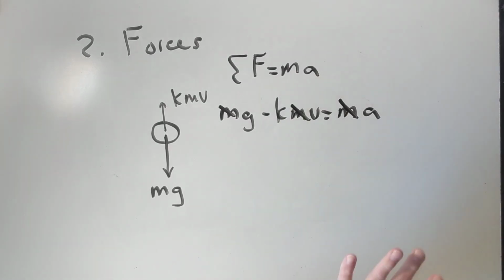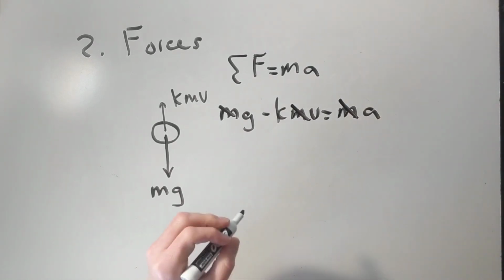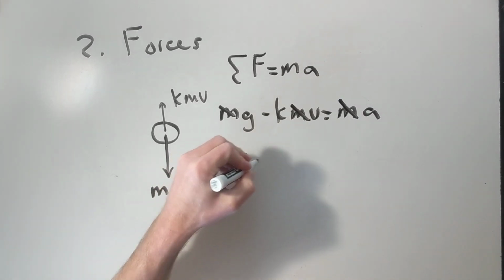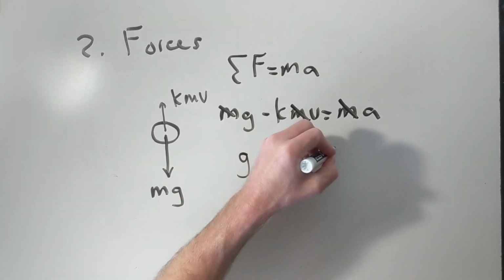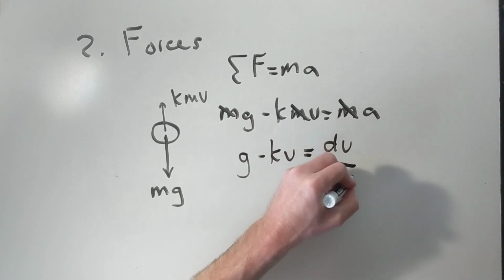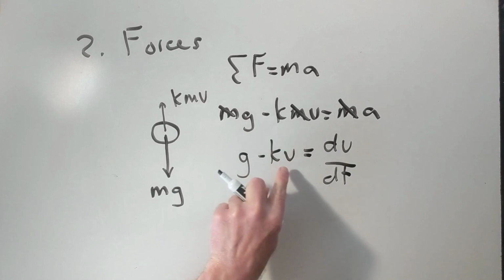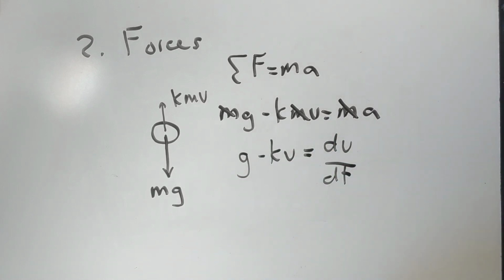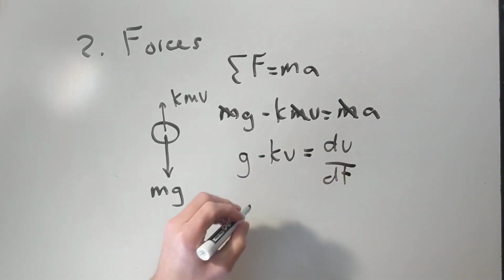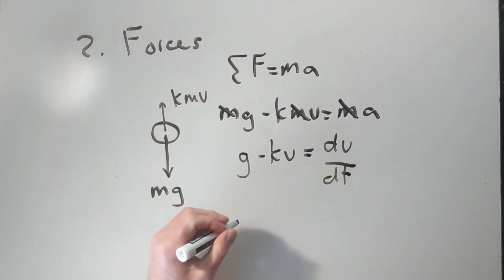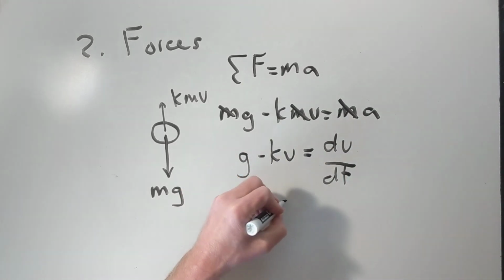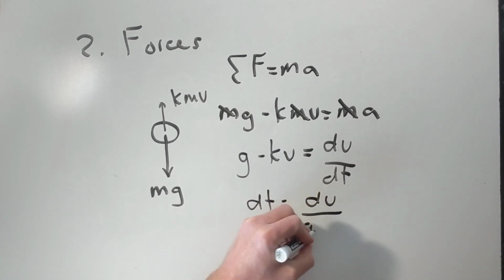You are not going to be able to algebra your way out of this thing. You're going to have to use some calculus. And the big step that you'll have to use here, or in any of these situations, is you're going to have to realize that a is dv/dt. If you don't do this, there's no way you can unlock this problem. And when we look at it, g minus kv equals dv/dt, this is messy. It really is. But what we're going to try to do is get everything with t on one side, everything with v on the other side. So we get dt equals dv over g minus kv.